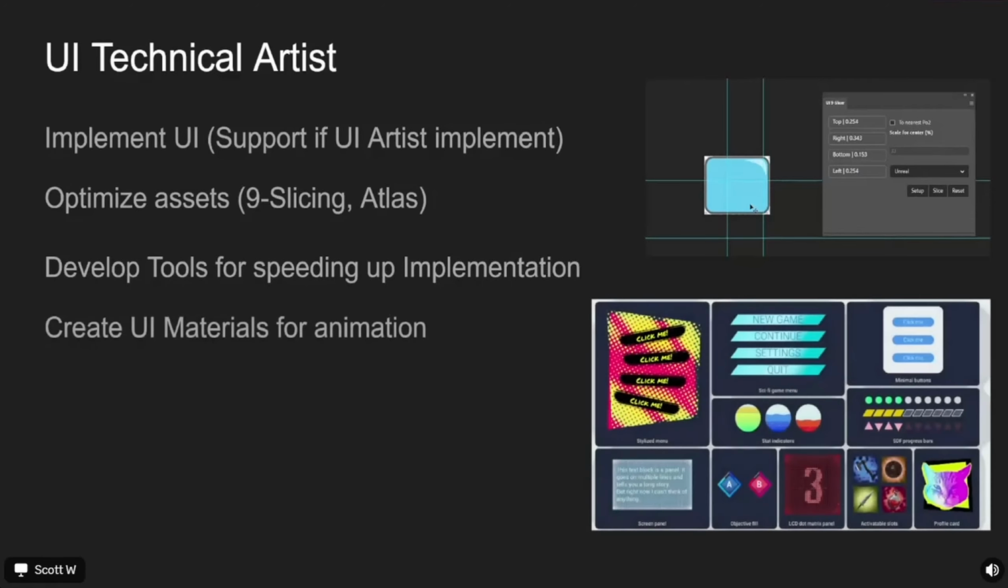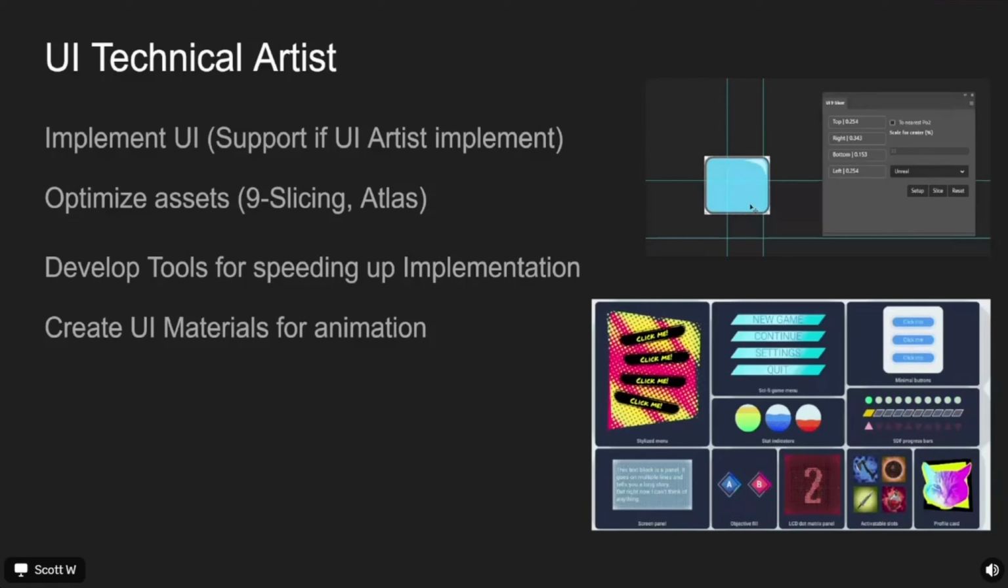Additionally, UI technical artists create UI materials around animation and special effects. This is not expected of a UI artist because it's a little too technical, too much math for them to learn in addition to all of the UI work that they do. So a UI technical artist would create these animations in the materials or shaders for the UI, making them look really nice and perform really well.